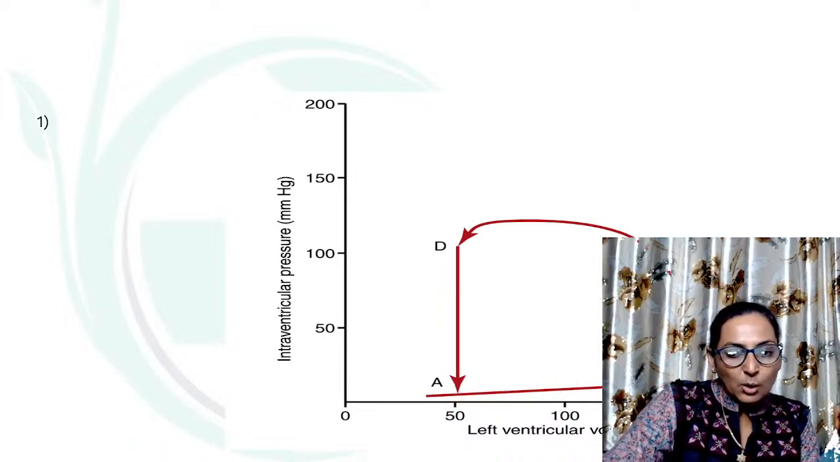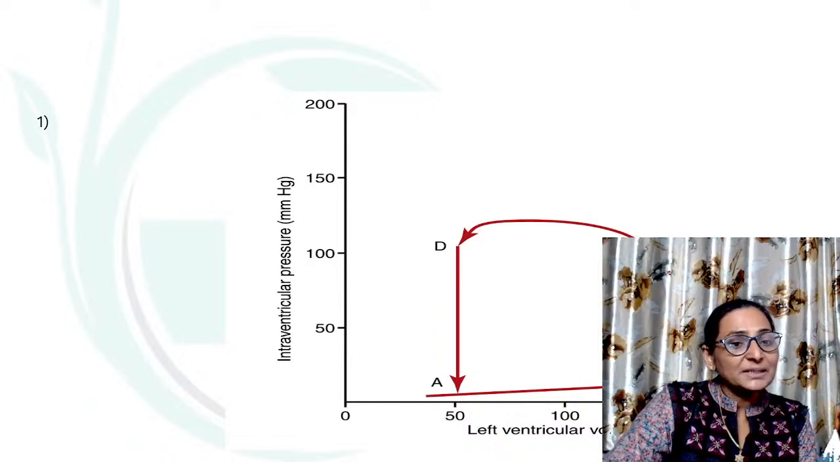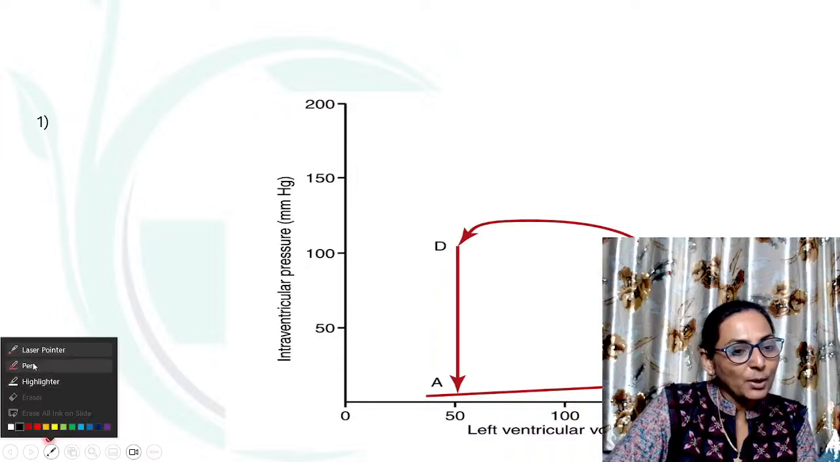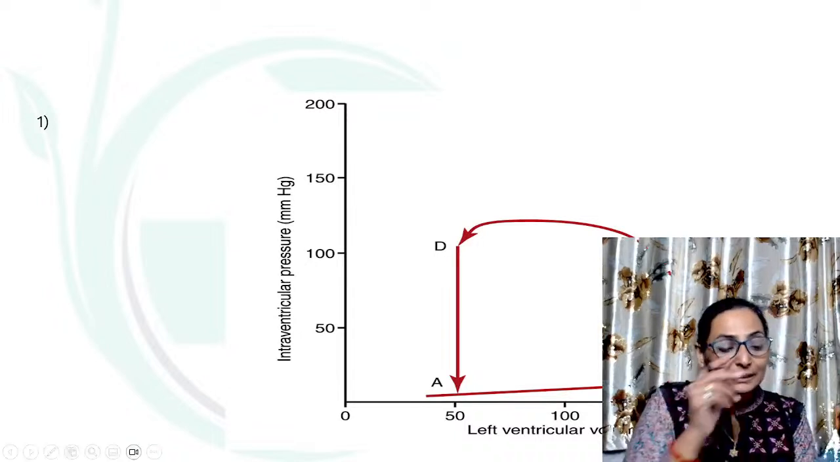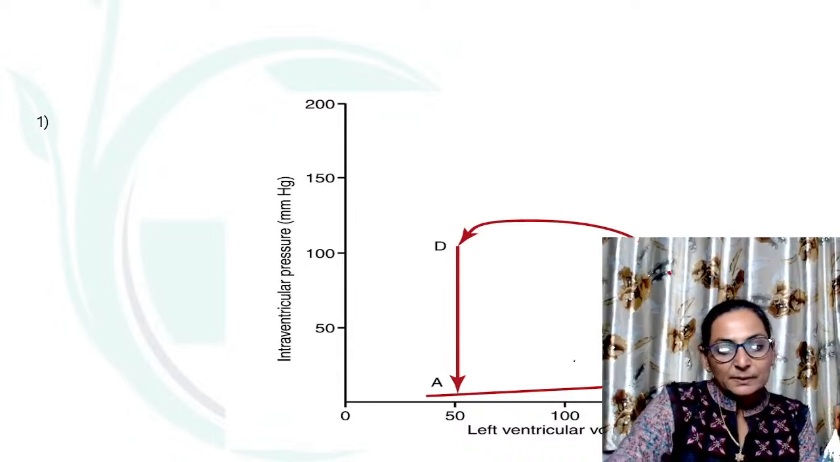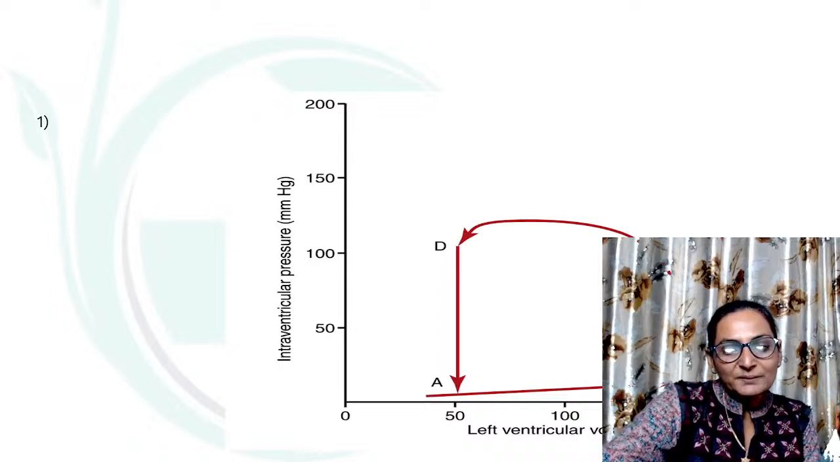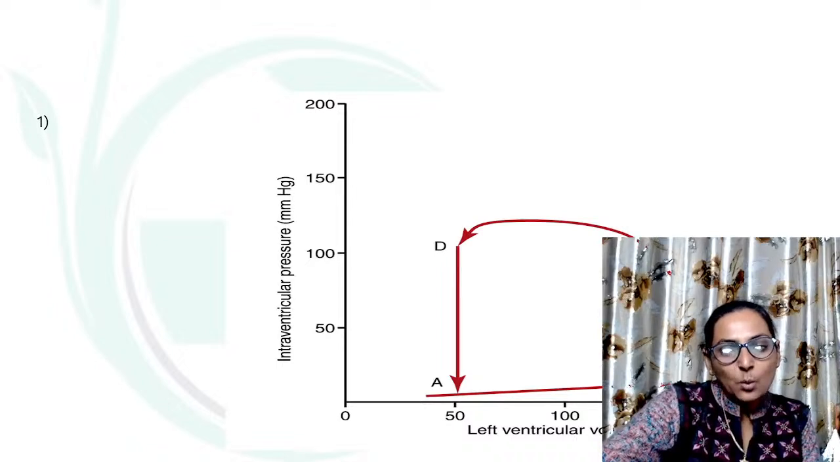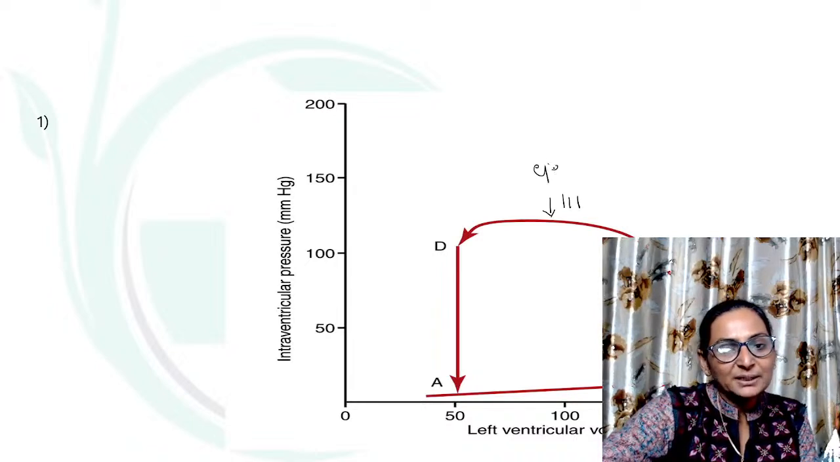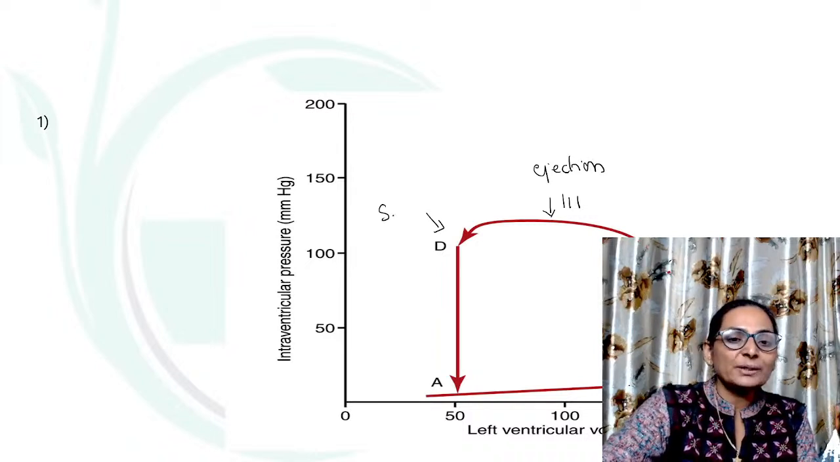Then there is a period of filling. So point B is the point where there is going to be the closure of the AV valve, and this is the point where there is going to be S1. This comes as an image based MCQ. So this is going to be phase 2, which is isovolumetric contraction, which comes to an end with the opening of the aortic valve, that is the semilunar valve. This is going to be phase 3, which is the period of ejection, which comes to an end with the closure of the aortic valve.